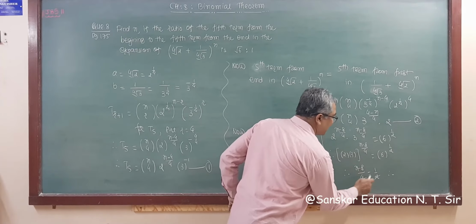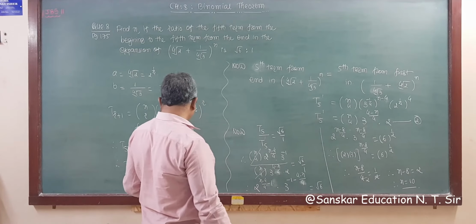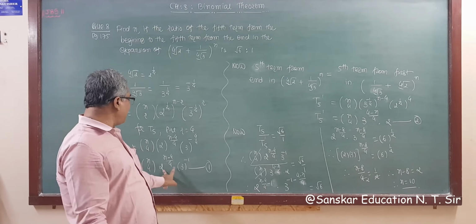Okay, so what did we do? First we wrote the nth term from Tr+1 and wrote T5, and in this we interchanged a and b, because from the end means we have to change a and b, so b becomes a and a becomes b. So similarly we write T5 dash here, right? nC4 as it is, we changed a and b, and took 3 forward, right?